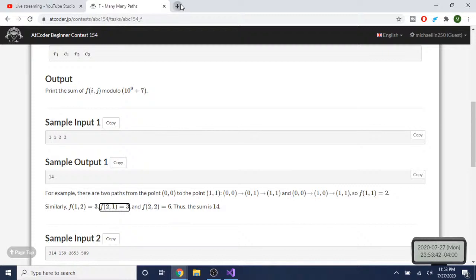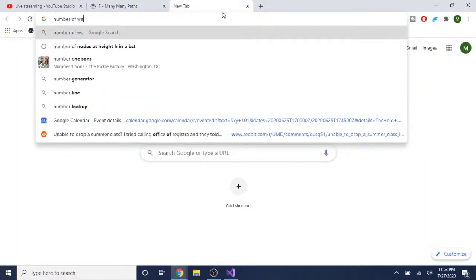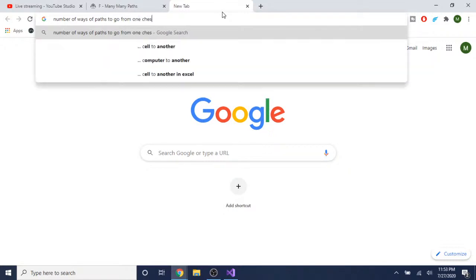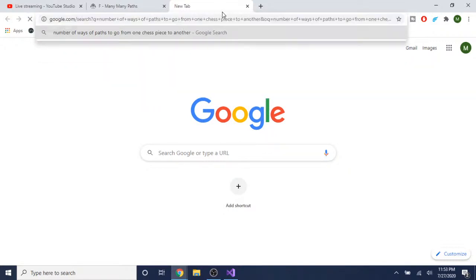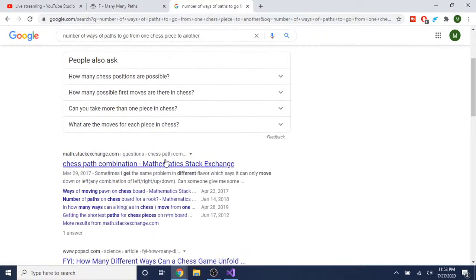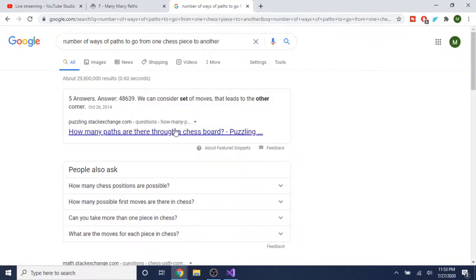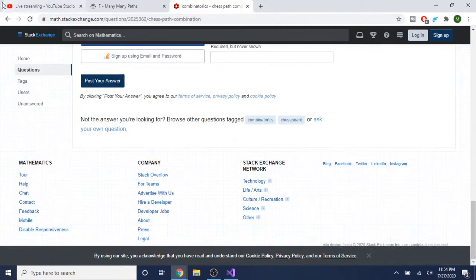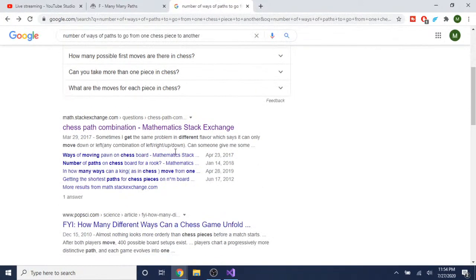Number of paths, okay. Number of ways of paths to go from one chess piece to another. Move 1 right. 17 choose 4, 14 choose 7. Maybe we could use combinatorics. Might be able to solve this using combinatorics. So, number of passages for the rook.